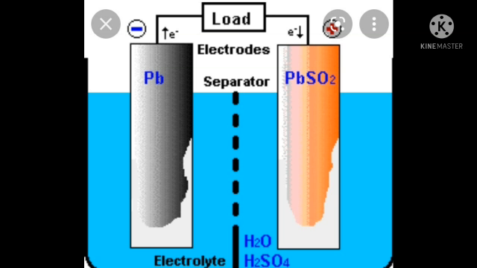As you can see in the above picture, both are shown, and both are dipped in dilute sulfuric acid. As you can see, it has been given with its chemical name H2SO4. PbO2 carries a positive charge while the Pb electrode carries a negative charge. So students, as you can see in the diagram, Pb is shown with negative charge and PbO2 with positive charge. The potential difference between these two is nearly 2 volt.